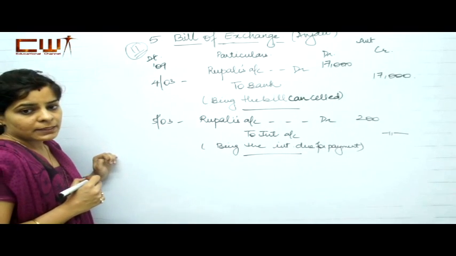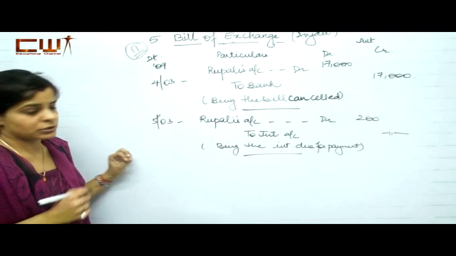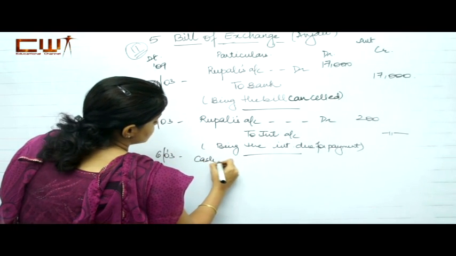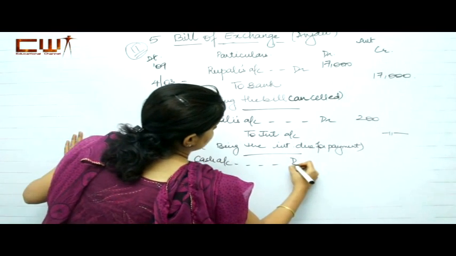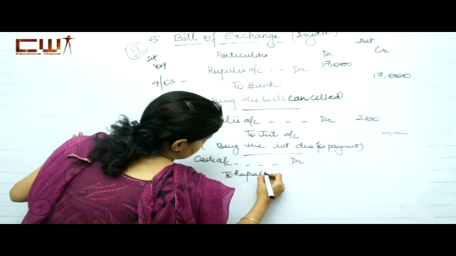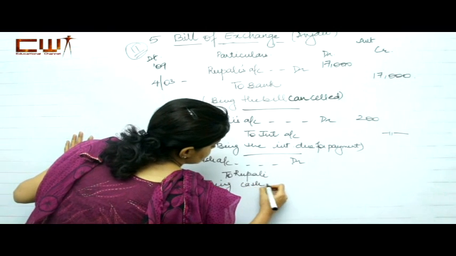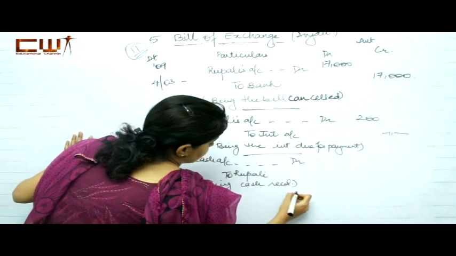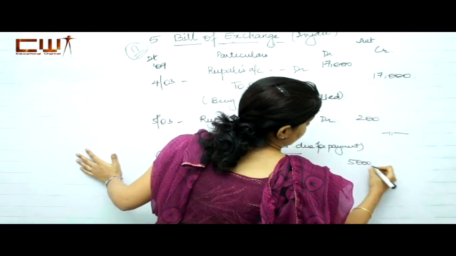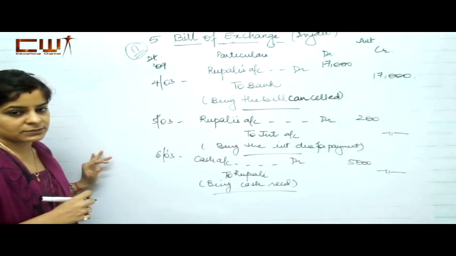What next thing? Next will be your payment. How much? 5,000 you are paying in cash. So you are receiving cash account, debited from whom? Rupali. Being cash received. How much cash is received? Rupees 5,000. 5,000 and 5,000. Alright. Next entries we will make.